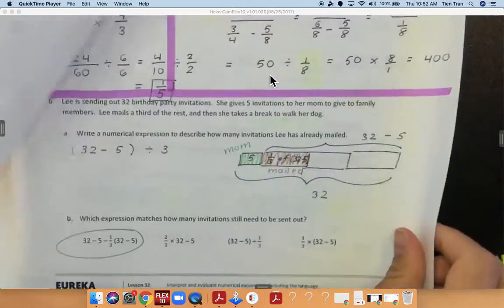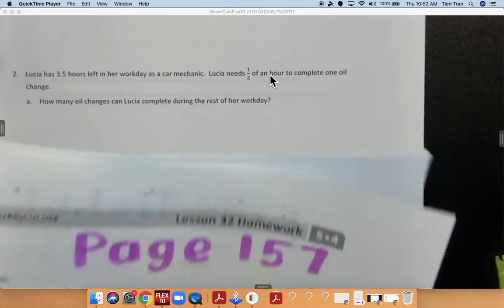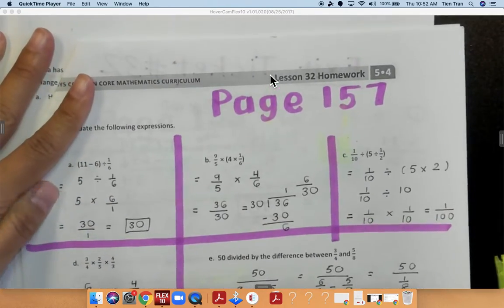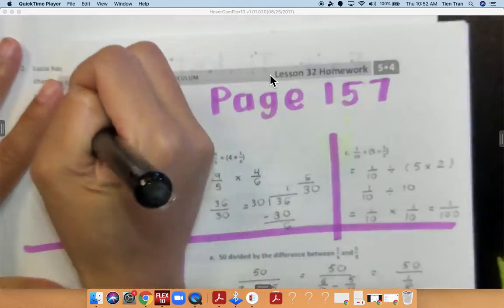Okay? Now we're going to turn to the next page, page 157. Please make sure you're on the correct page. Right here, it asks you to evaluate.